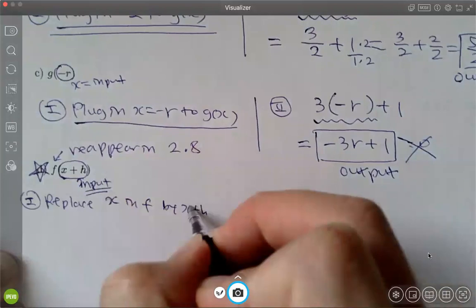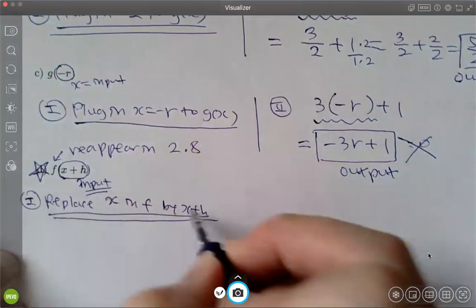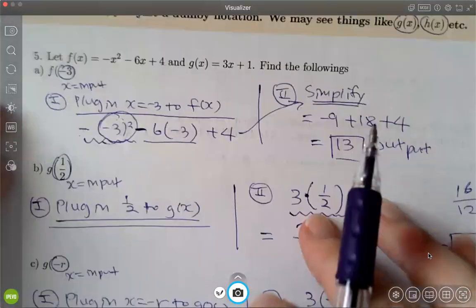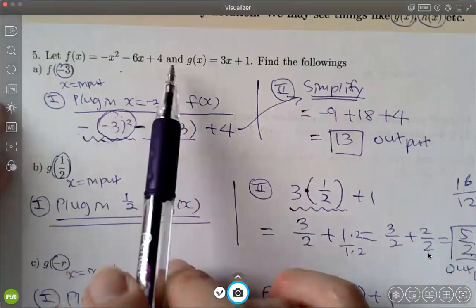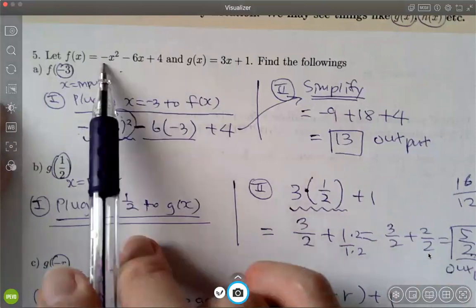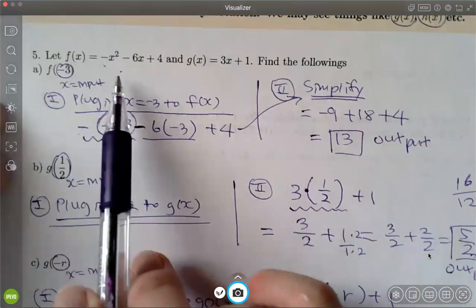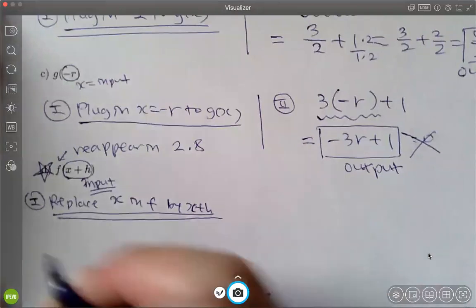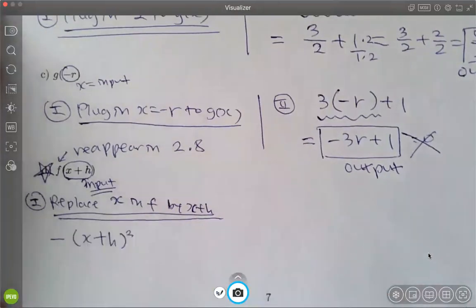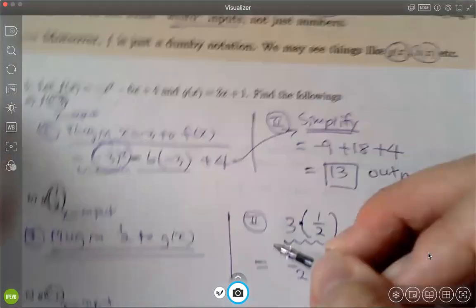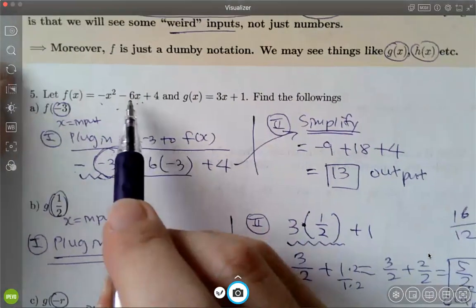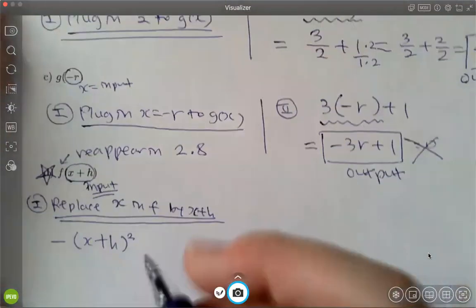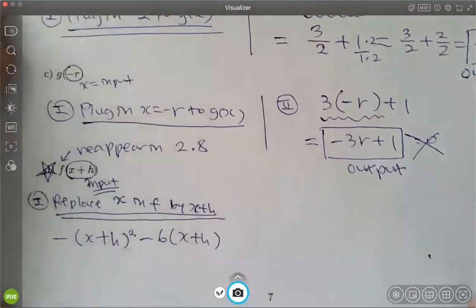Okay. So now, remember what was f of x? It was negative x squared minus 6x plus 4. So what does that mean? Negative sign stays the same. And then instead of x, we have x plus h, right? Squared. So we have negative and then x plus h squared, and then minus 6x. So minus 6 stays the same, and then instead of x, we have x plus h. So it's minus 6 and then times x plus h, and then plus 4 in the back.